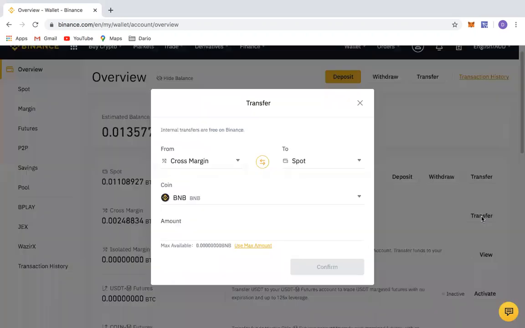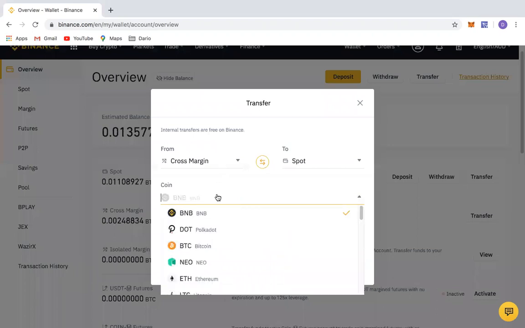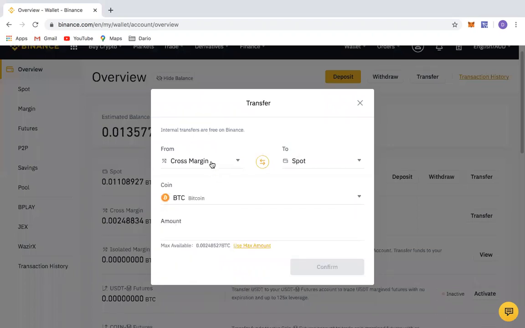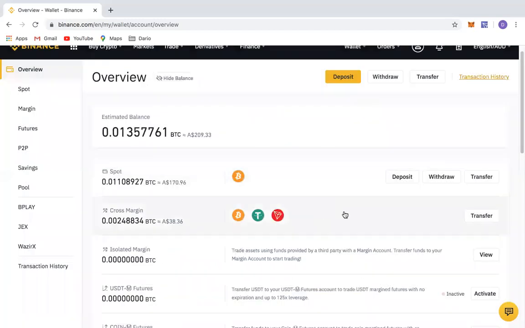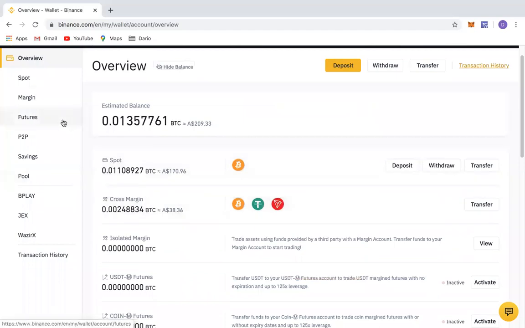We'll click transfer and we'll select our token, Bitcoin, cross margin. We'll click this to switch them, spot to cross margin, Bitcoin. You can do your amount. I've already transferred some Bitcoin. It's an instant transfer, no fee, nothing. You know, it's in the same account. So we're going to click margin.